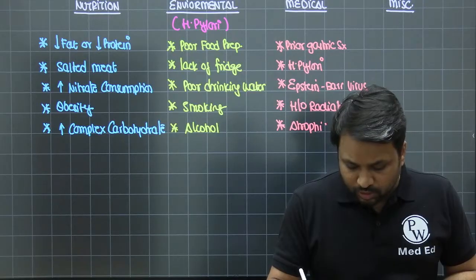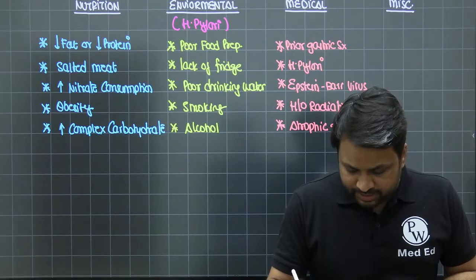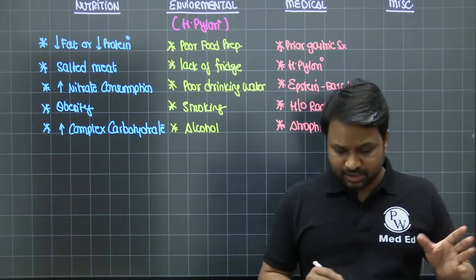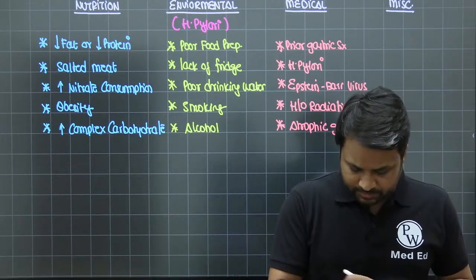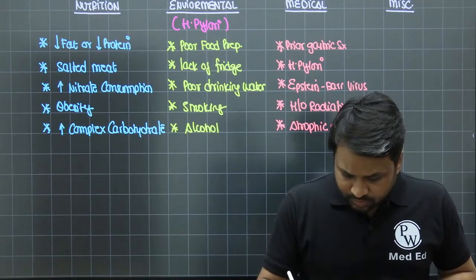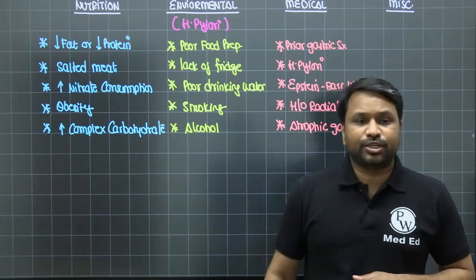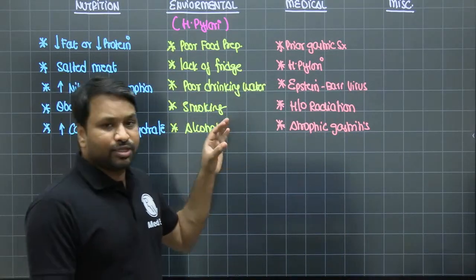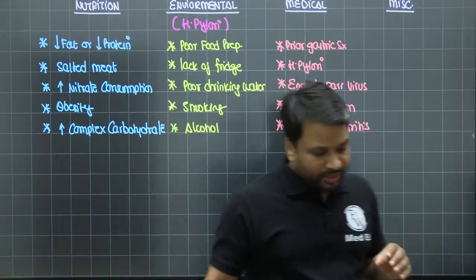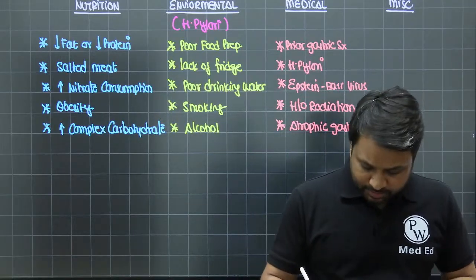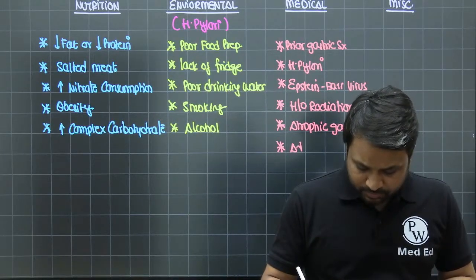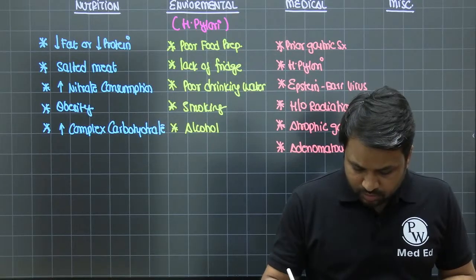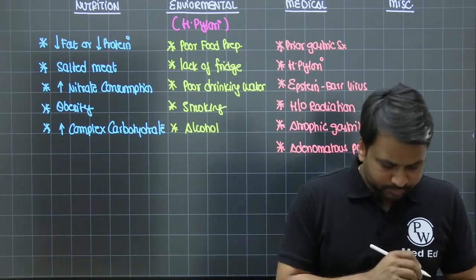Santosh sir will tell you more detail about atrophic gastritis, where he'll be talking about type A gastritis, type B gastritis. Just go watch his videos, they're amazing. You have prior gastric surgeries, H. pylori infestation, Epstein-Barr virus, history of radiation exposure, atrophic gastritis, and presence of adenomatous polyp.